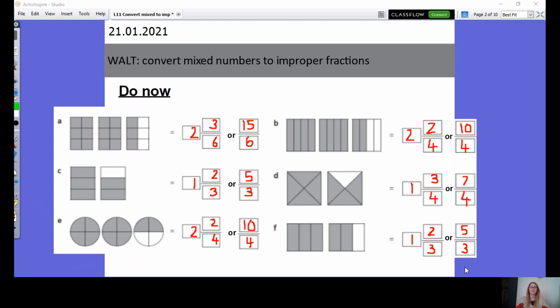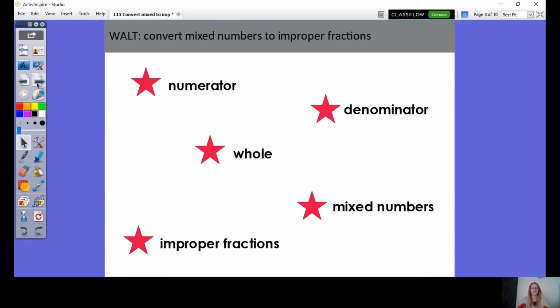Okay, don't worry if you were finding some of those a bit tricky. We are going to be doing something very similar today, and you'll have the representations to help you. But if you're feeling confident, we're going to be learning how to calculate those without having the representations to help us. So let's just recap our keywords.